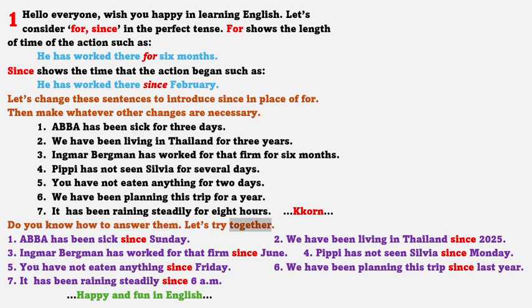Let's try together. 1. Abba has been sick since Sunday. 2. We have been living in Thailand since 2025. 3. Ingmar Bergman has worked for that firm since June. 4. Pippi has not seen Sylvia since Monday. 5. You have not eaten anything since Friday. 6. We have been planning this trip since last year.